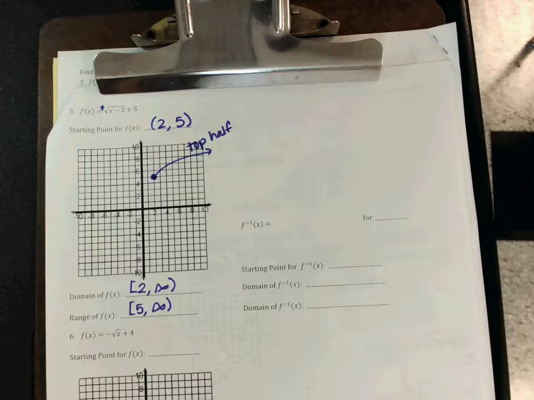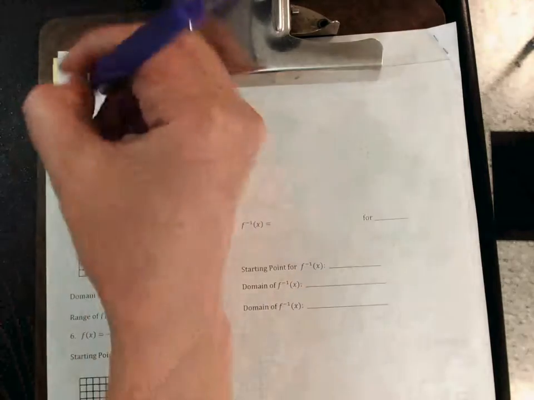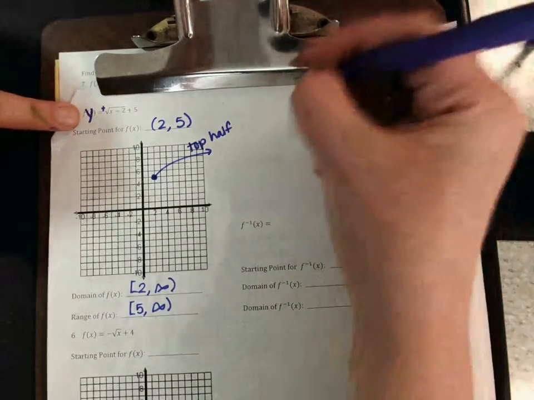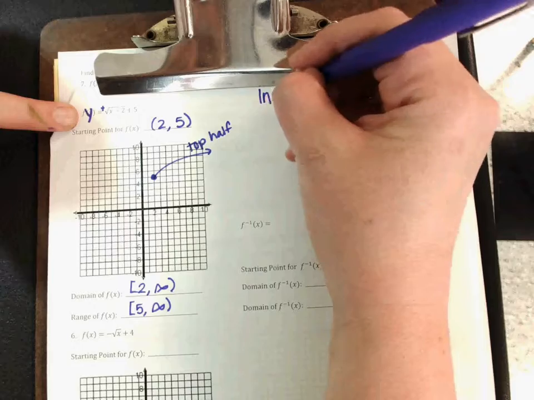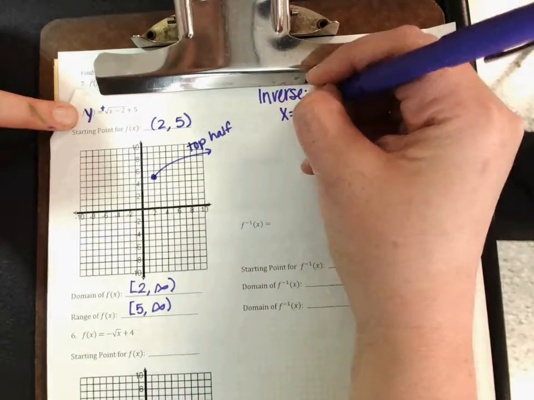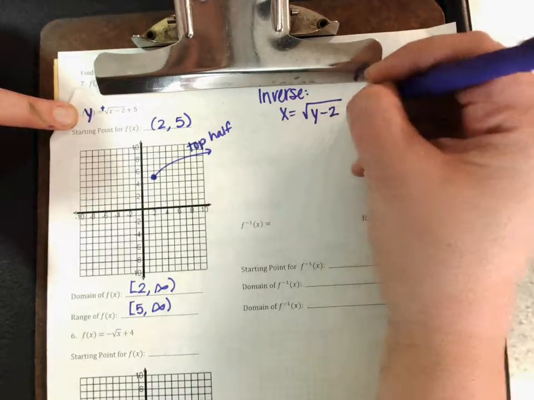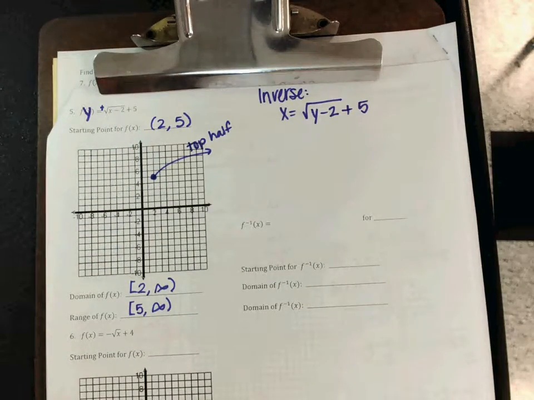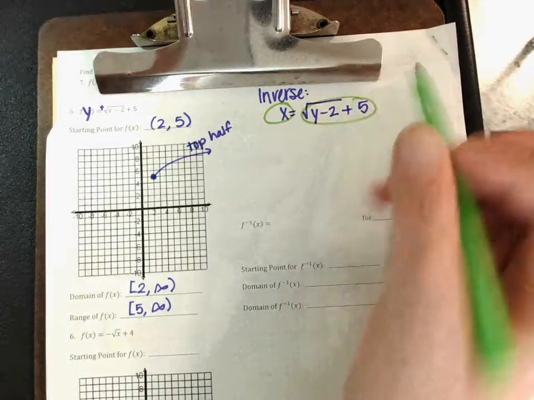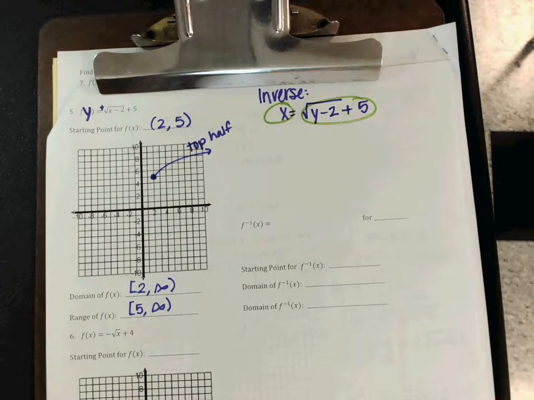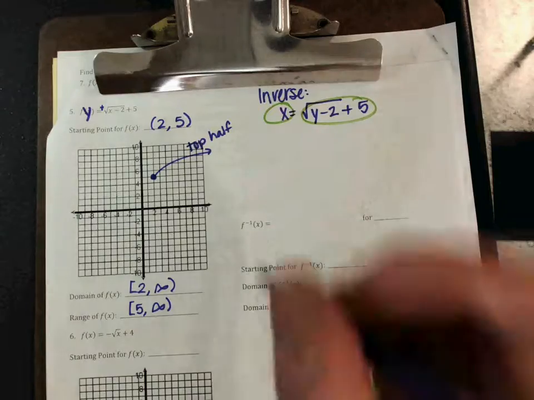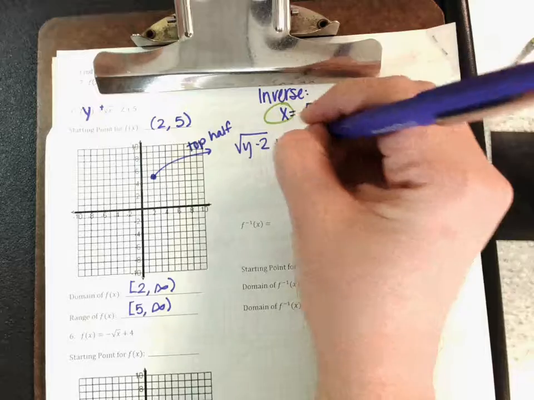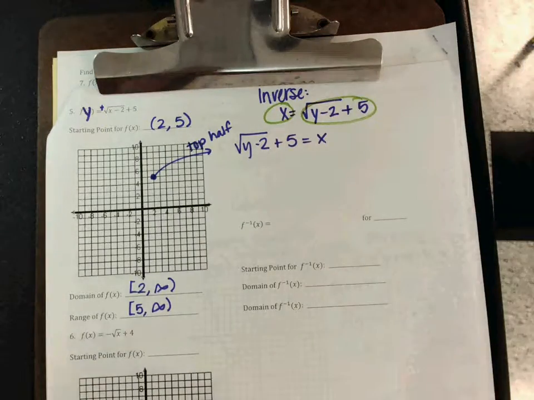So first thing that you're going to do is switch the x and the y. Remember, f of x is really a y in disguise. It's the same thing. So instead of y equals, now it's going to be x equals. And then it's going to be the square root of y minus 2, plus 5. And then after I write, I'm going to switch my sides around so that my y can be over on the left. Okay? Just like that.